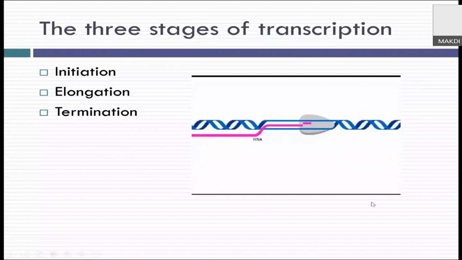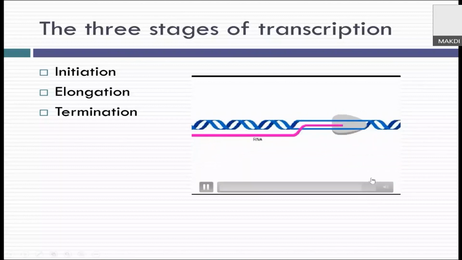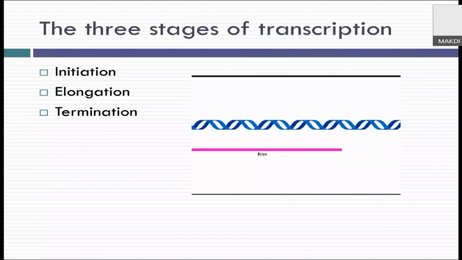Once transcription is complete, RNA polymerase releases the completed RNA and detaches from the DNA. Okay, this one is termination. Termination is when the RNA polymerase encounters a terminator sequence.